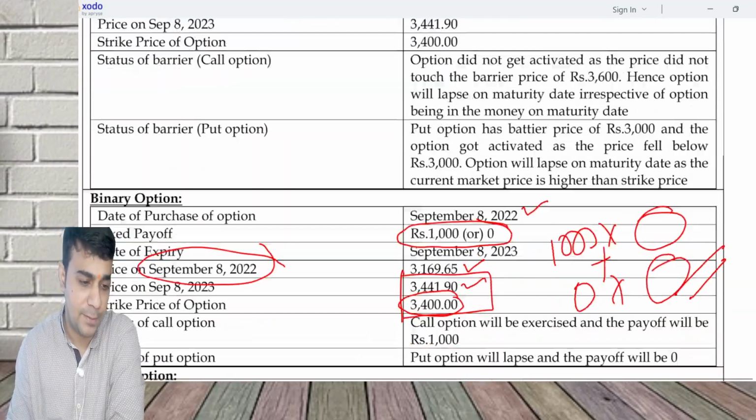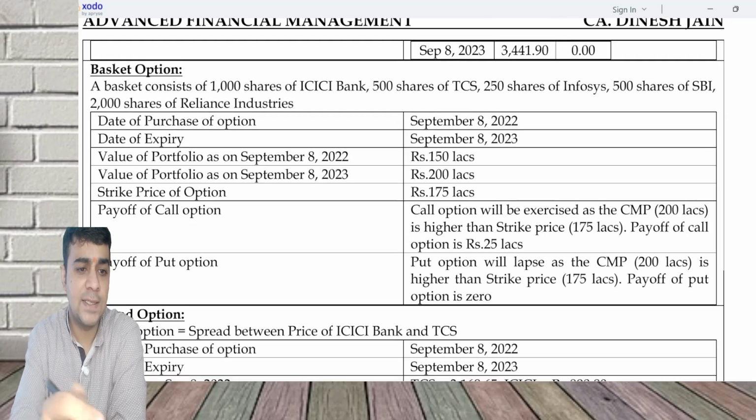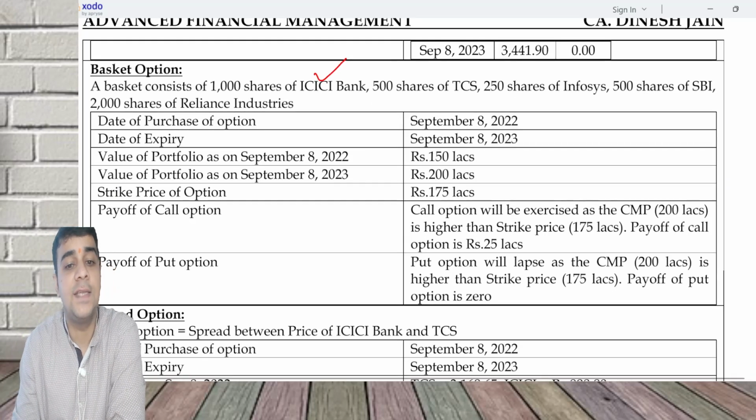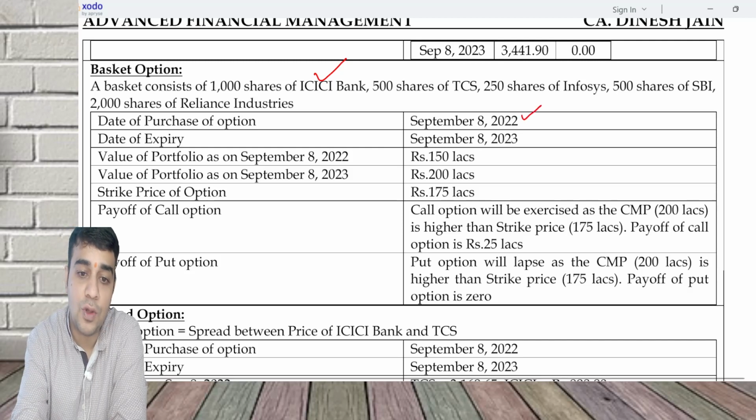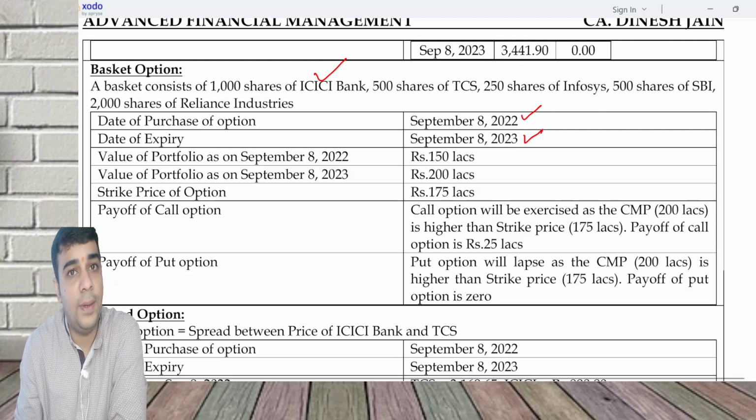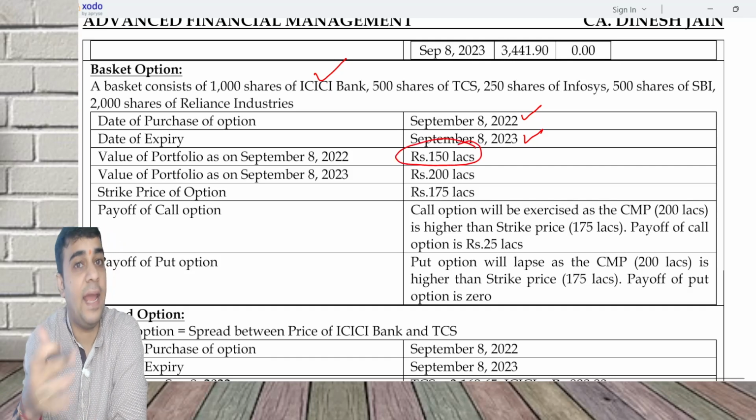Let's see an example. A basket consists of 1000 shares of ICICI Bank, 500 shares of TCS, 250 shares of Infosys, 500 shares of SBI, and 2000 shares of Reliance Industries. I entered into this contract on September 8, 2022, with maturity on September 8, 2023.